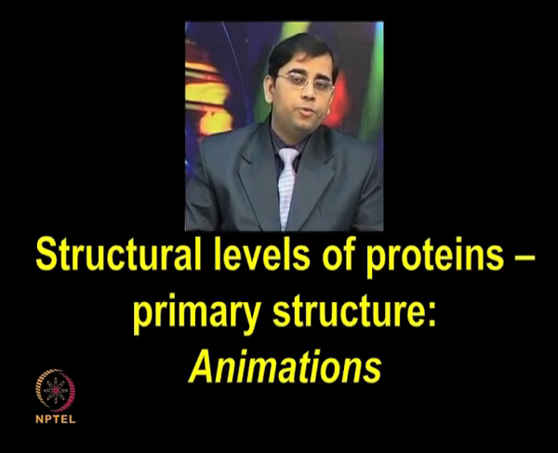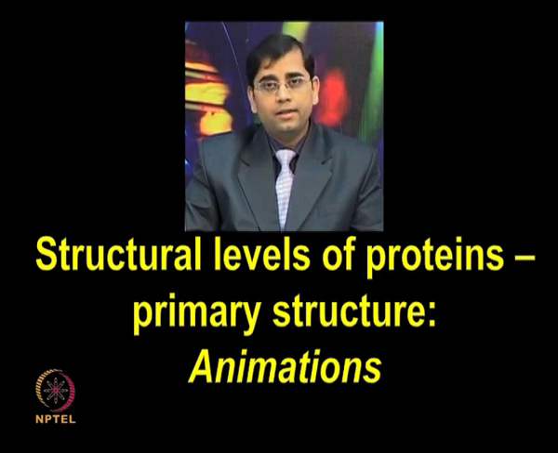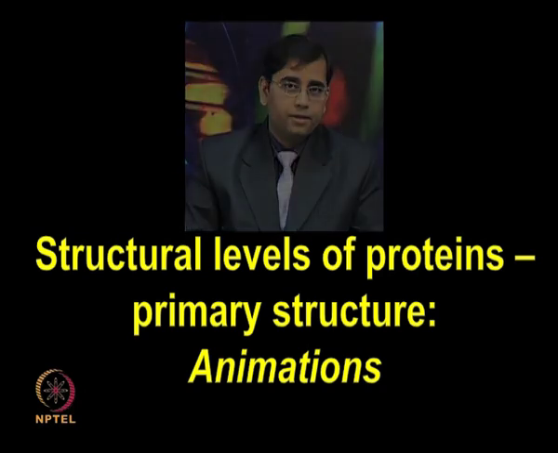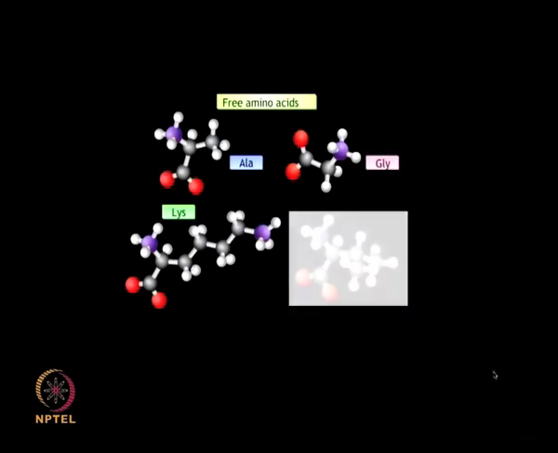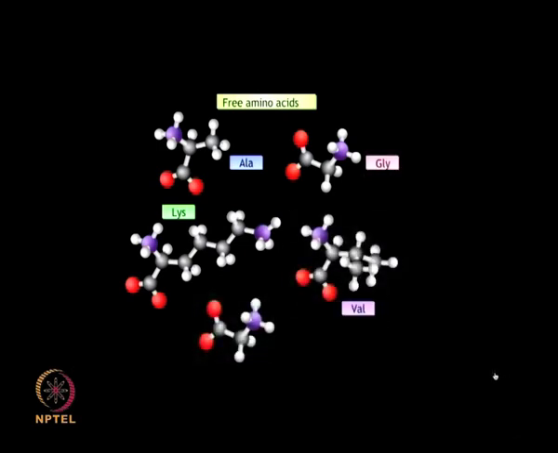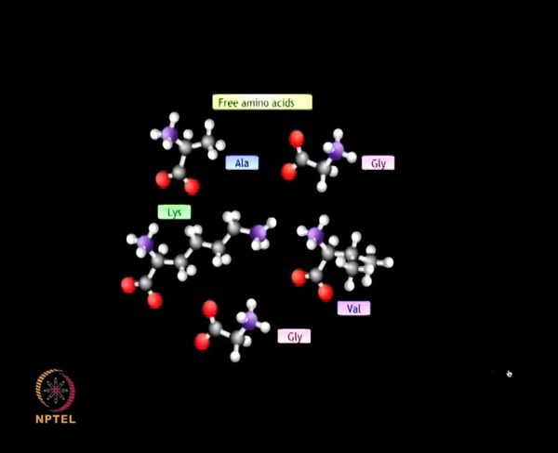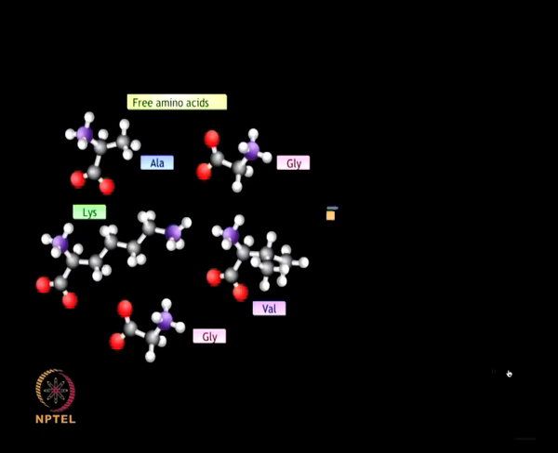The structure levels of proteins, starting with the primary structure, will be discussed in the following animation. Amino acids are joined together in a head to tail arrangement by means of peptide bonds with the release of water molecules. This linear sequence of amino acids constitutes the primary structure.